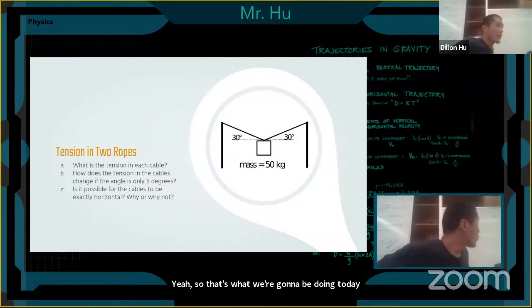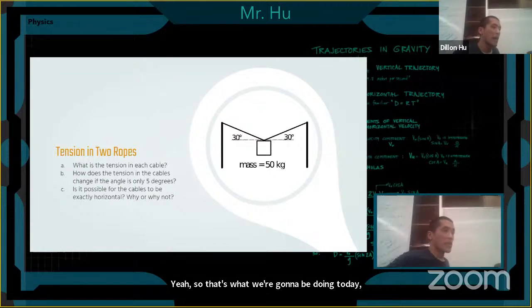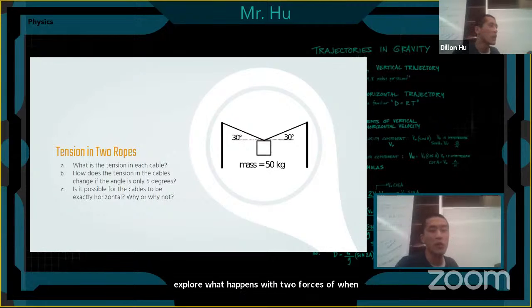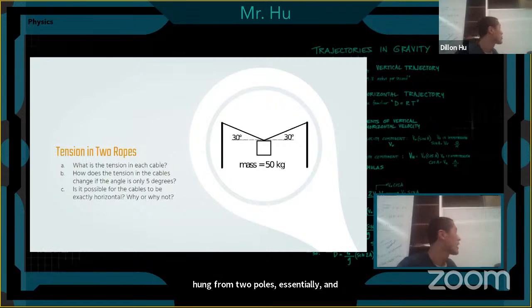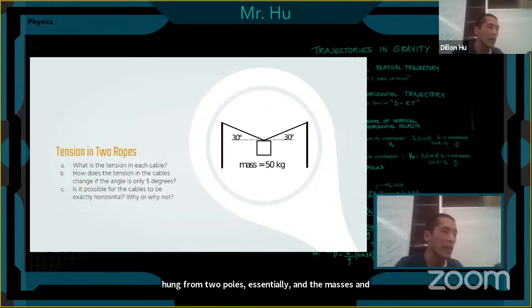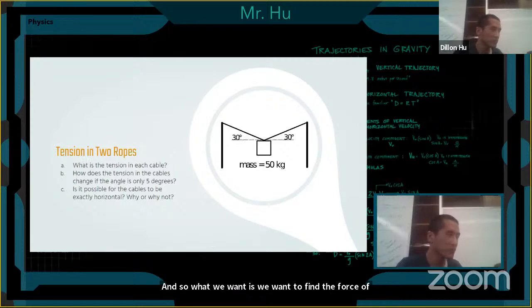So what we're going to do right now is explore what happens with two forces when we have two cables pointing at angles holding a mass up. In this example, we have a mass being hung from two poles essentially, and the cables are both at 30-degree angles relative to the mass. The mass is 50 kilograms, and we want to find the force of tension in each one of these cables.